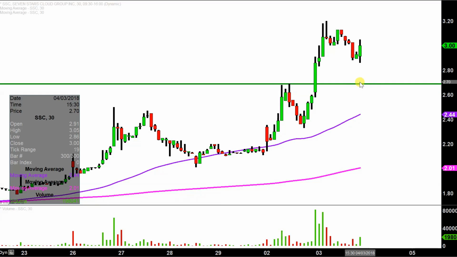Now, don't get me wrong, if the price falls below 270, by no means am I saying the entire chart's ruined or anything like that. But if the price can stay above it, that would certainly be a huge sign of power.